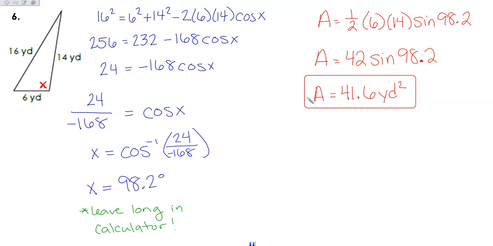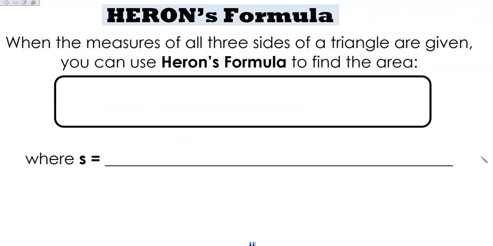All right? Let's take a look at one more way to find area. Now, in the last example we were given side, side, side, so it would have actually been much easier to use what we call Heron's Formula. Okay? So with Heron's Formula, we are going to use what is called a semi-perimeter. S is going to be a semi-perimeter.